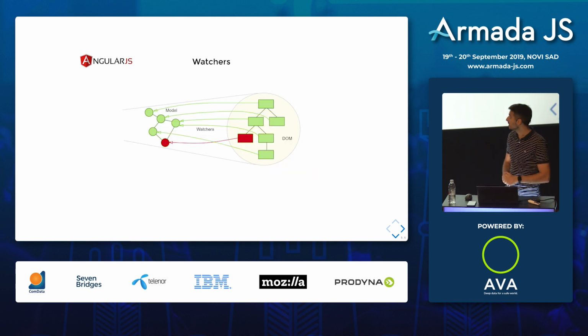So it looks something like this. We have our DOM, and those rectangles are actually some expressions. They're all bound to some properties in models. And when something is changed, that expression reads the value from the model.